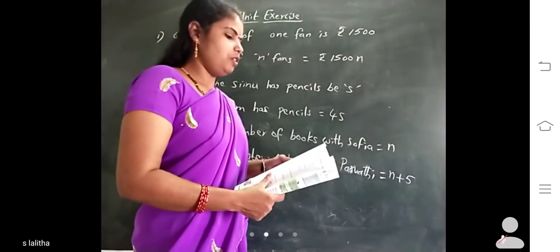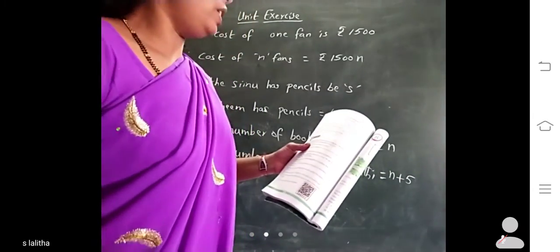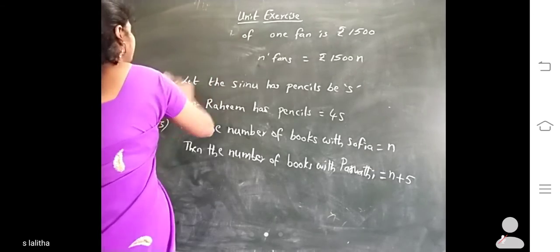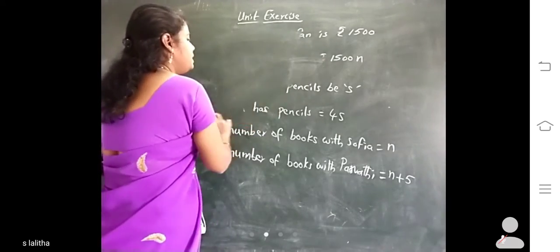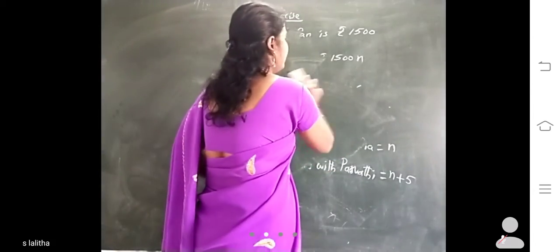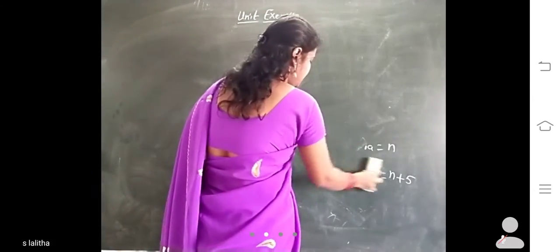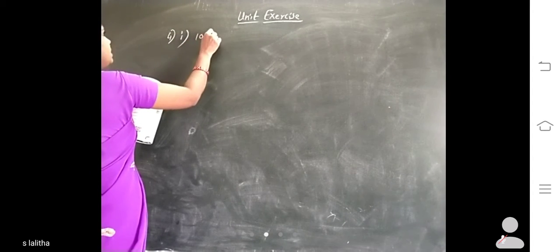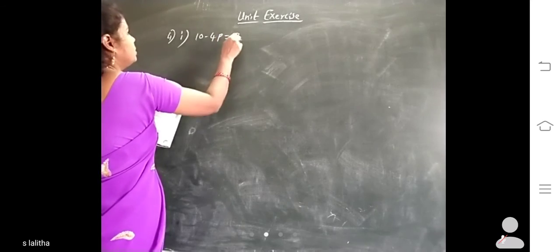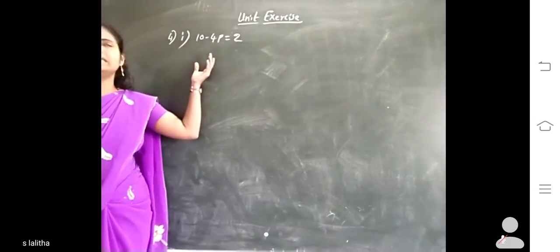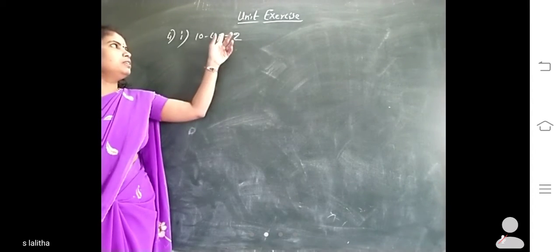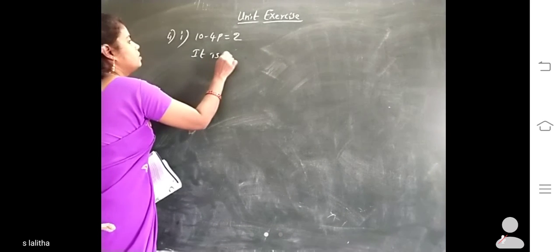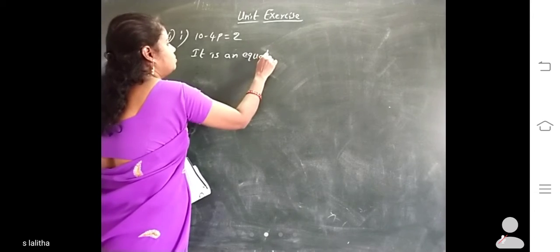In the fourth one, which of the following are equations? You have to find which of the following are equations. How is an equation formed? It has both a left hand side and a right hand side, with an equal to symbol in between. That is called an equation. So what is the first one? 10 minus 14 equal to 2. Is it an equation or not? Yes, it has a left hand side and a right hand side, with an equal to symbol between them. So it is an equation.